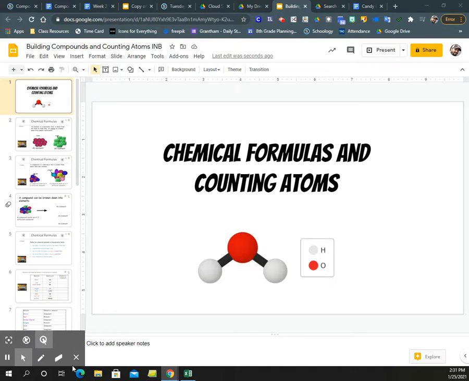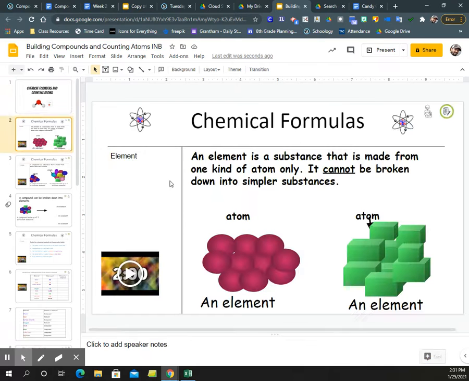Hey everyone, what I want to do is walk you through a quick review of what you learned on Monday about chemical formulas in element and compound. And then I'm going to show you exactly what to do for your little lab activity. So again, this is chemical formulas and counting atoms.